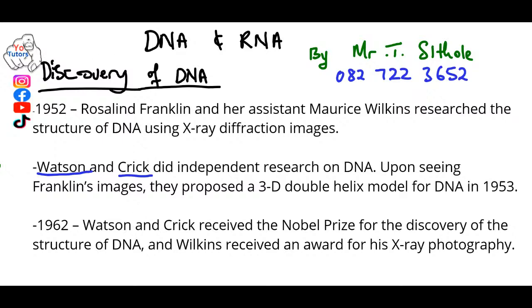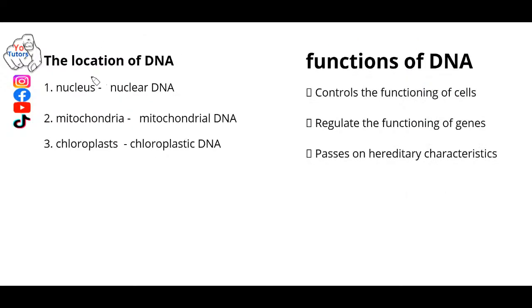Then let's move on to the location. DNA is located in the nucleus. So in the nucleus of the cell, you find DNA, and also in the mitochondria. In the nucleus, we call it nuclear DNA, and in the mitochondria, we call it mitochondrial DNA. But these two, you can find them in both plant and animal cells. You find the DNA in the nucleus and mitochondria in both plant and animal cells, but for the chloroplast, you only find it in the plant cell.